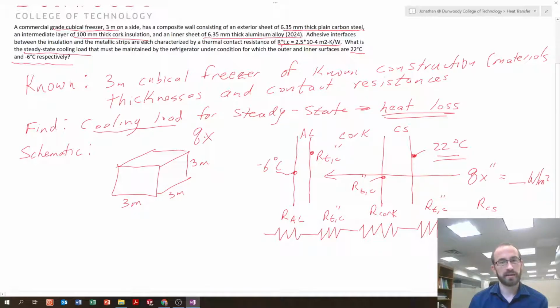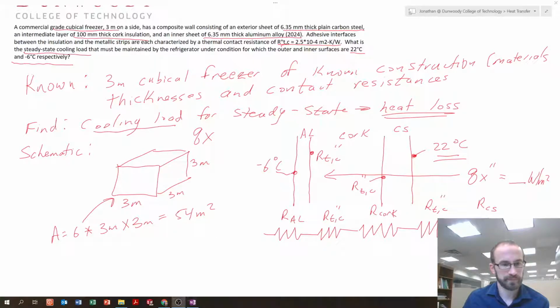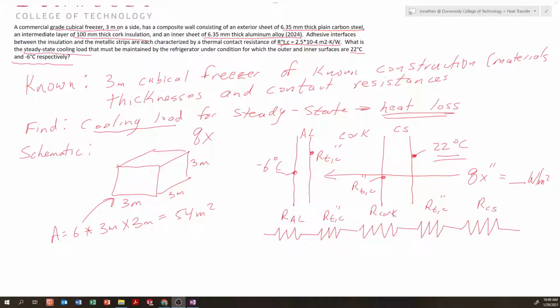So what do we have for that? Well, we're going to take our Qx double prime multiplied by our area, which we get from this guy here. It's going to be 6 sides times 3 meters by 3 meters. We'll get 54 meters squared. So that's kind of the goal that we're going for. So we're going to use the thermal circuit that we have over here and use that to base our calculations on, and then we'll go back and multiply by that area at the end. So without further ado, let's get in there. So what do we have going on here?